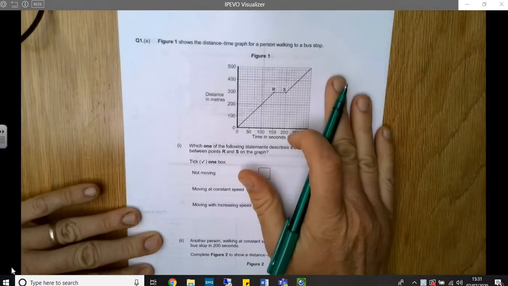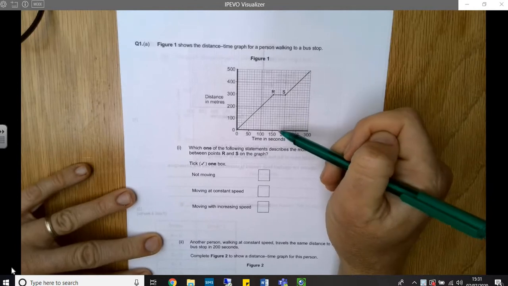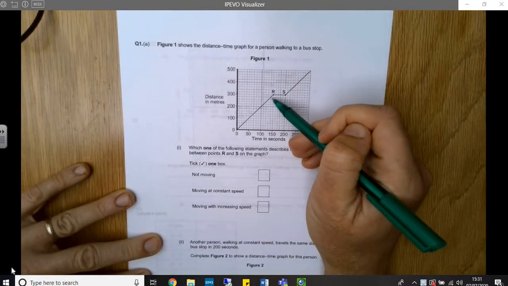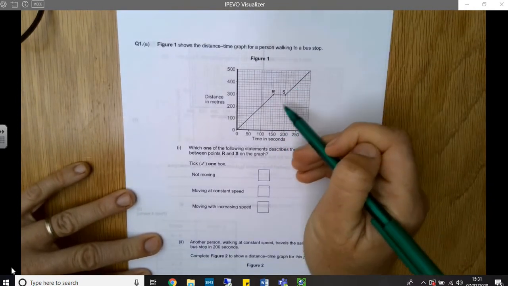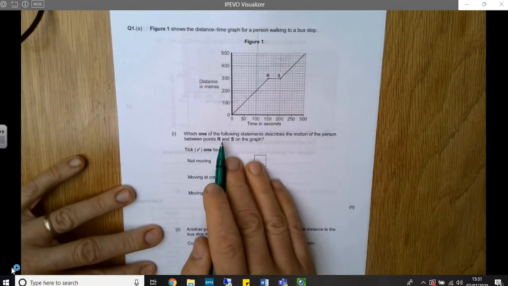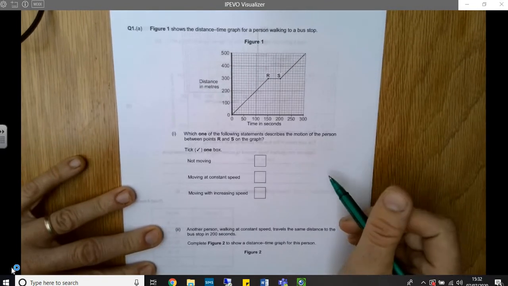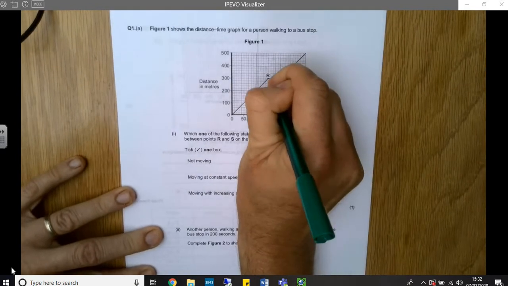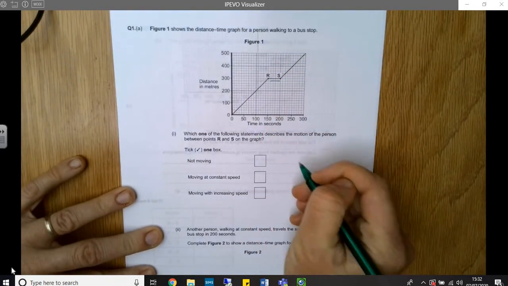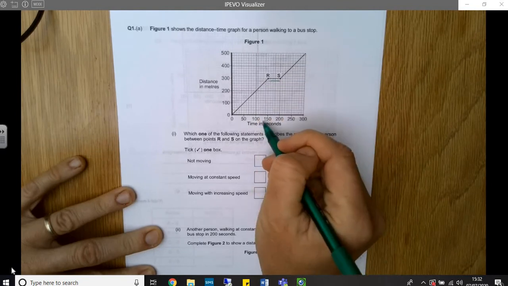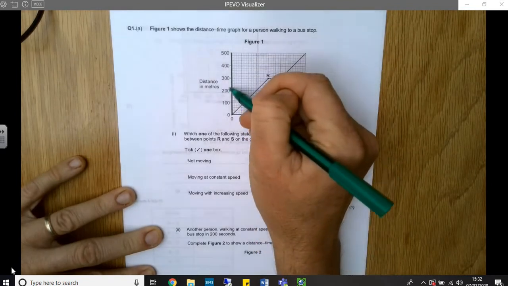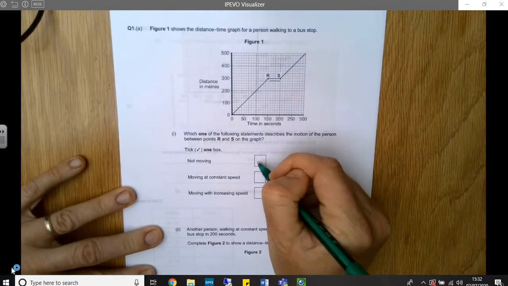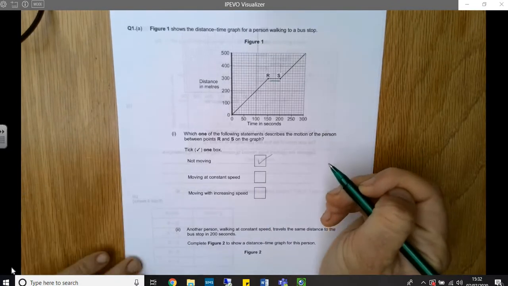Okay, so we'll start here at question 1, looking at a distance time graph for a person walking to a bus stop. The question asks which one of the following statements describes the motion of the person between points R and S. We should realise that because time is passing but their distance is not increasing, they are not moving.